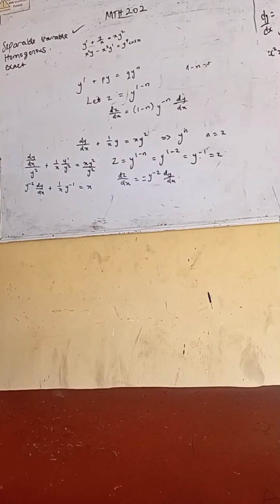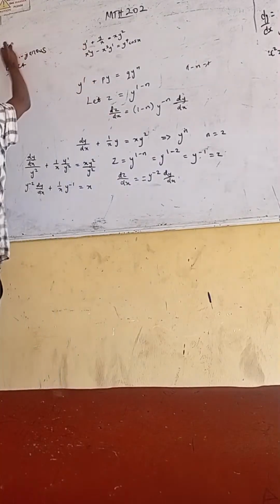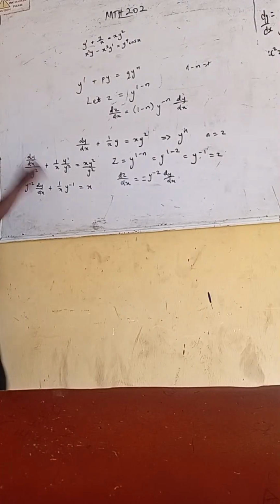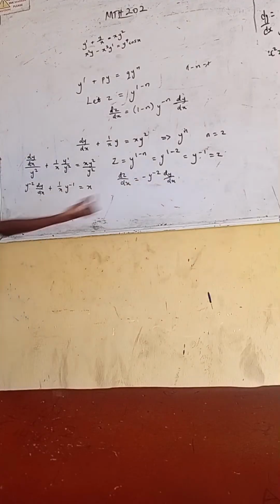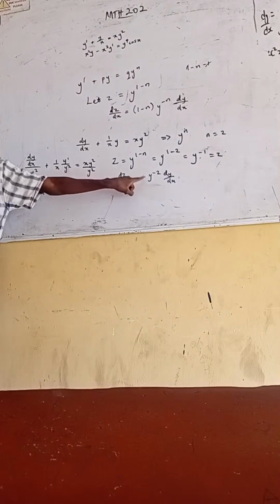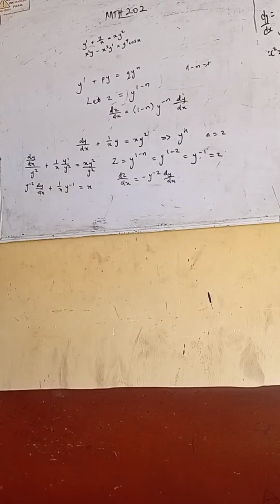Clean separable variable. It's getting longer. What I just want to do is make sure the dz/dx is here. But dz/dx equals minus y minus 2 dy/dx, and it's only this part that I have here. It remains only this minus to make this complete. So I multiply everything through by minus. It does not change the equation at all.